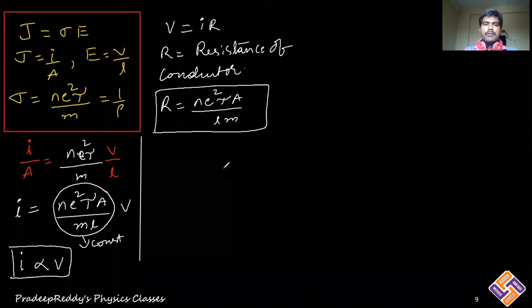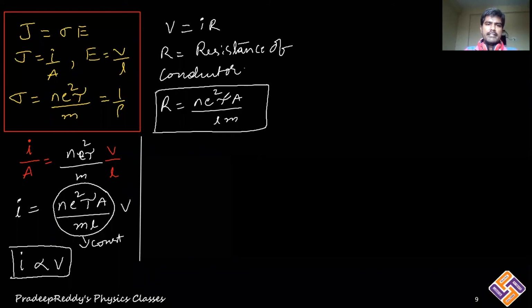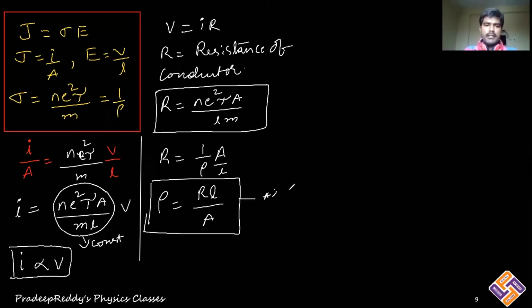Okay, so I know sigma is equal to N E square tau by M. I'll write it as 1 by rho into A, whatever is left, N E square tau by M by L. Is it not? So how do you write for rho? Rho is equal to R A divided by L. This is one more expression which is very important, where rho is called resistivity of the conductor.